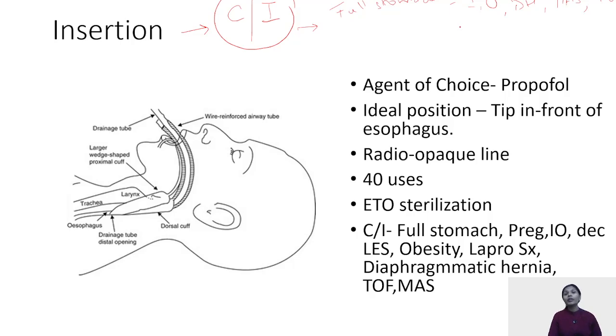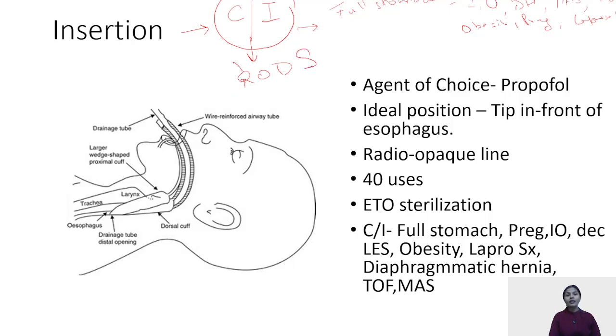Then relatively, it has to be used cautiously in obesity and in pregnancy. These are not foolproof contraindications but relative contraindications. Done. Obesity, laparoscopic surgery, you have to be very cautious when you're using these LMAs in these patients. Then the absolute contraindications could be your RODS.